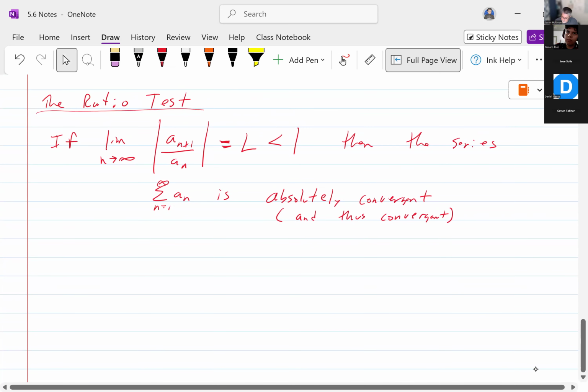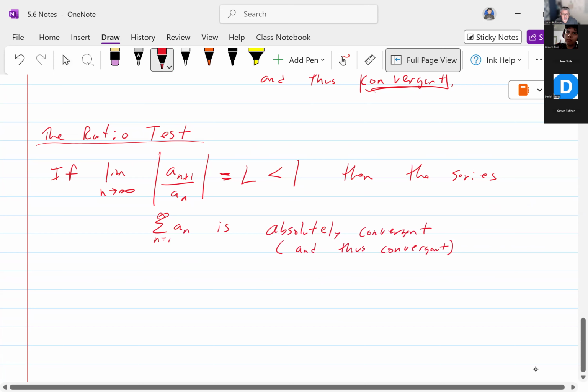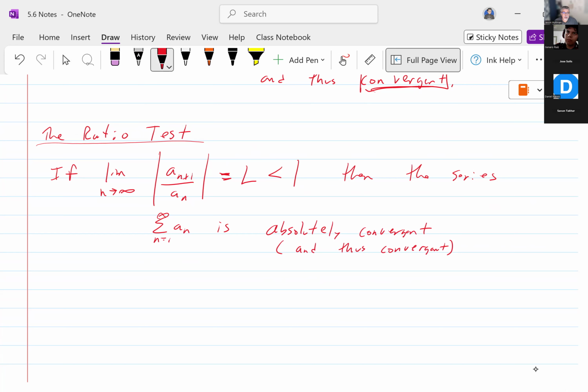Now the original thing could be convergent, and if it fails the ratio test, it still could be convergent. It could just be conditionally convergent. We don't know at that point. But if we get a limit that is less than 1, we know that it's absolutely convergent. That's great, and a lot of things will be absolutely convergent.